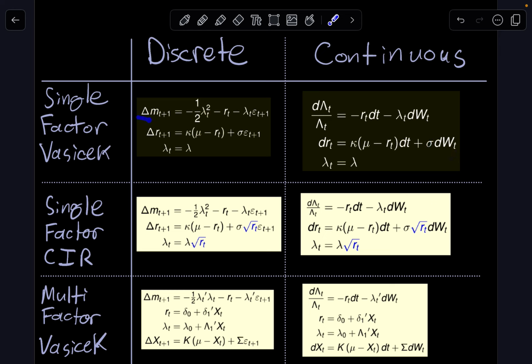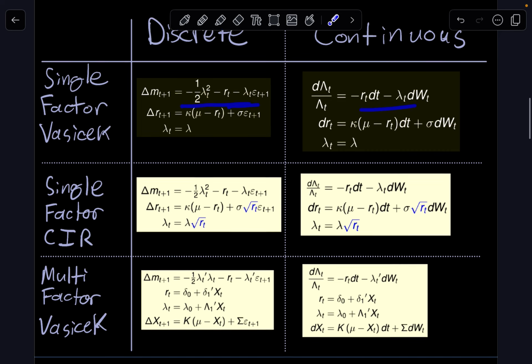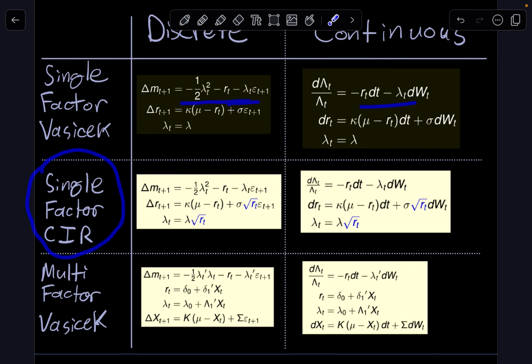And then for the stochastic discount factor, we use this M equation for the discrete case and these uppercase lambdas. Instead, the rest of the equation is fairly similar. For the single factor CIR, the CIR stands for Cox, Ingersoll, Ross. This is almost exactly the same, but they add these square root RT terms into parts of it. That's the only difference from the one up here. So it adds kind of a more time varying component.